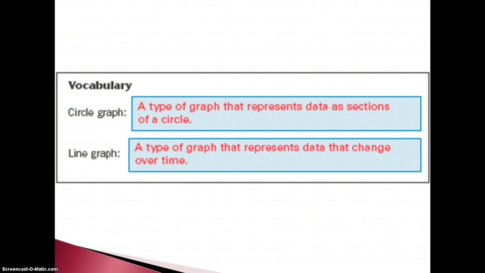We use a circle graph a lot when we are talking about percentages. A line graph, if we're talking about change over time. You may want to write this down just because this is how you can identify whether or not you should be using a circle graph or a line graph, a bar graph, and so forth.